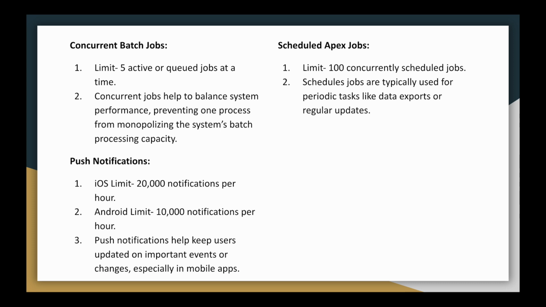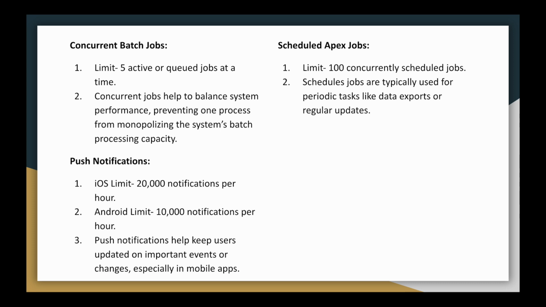If we talk about scheduled Apex jobs, there we can have 100 concurrently scheduled jobs, and scheduled jobs are typically used for periodic tasks like data exports or regular updates, which we want to achieve at a particular time interval, that is once a day, once a month, or every 6 hours. For such jobs, scheduled Apex jobs are used.